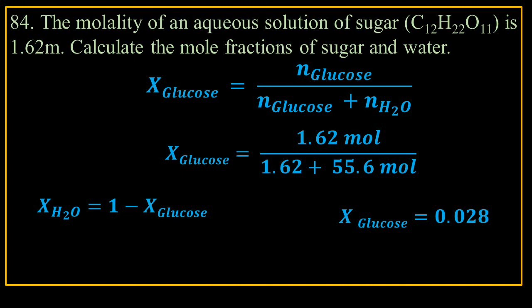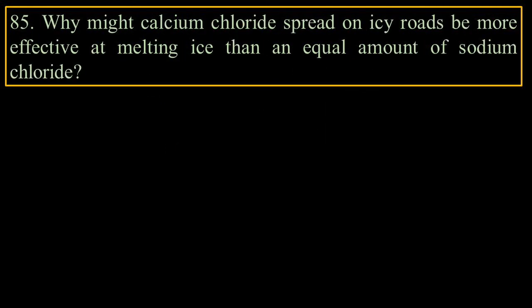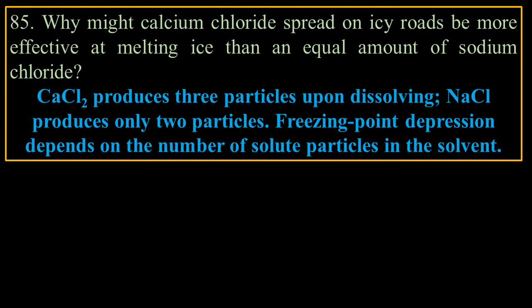And so the water will be 1 minus 0.028, and the answer will be for glucose 0.028 and for water 0.972. Why might calcium chloride spread on icy roads be more effective at melting ice than an equal amount of sodium chloride? Because you get 50% more ions in solution with calcium chloride.